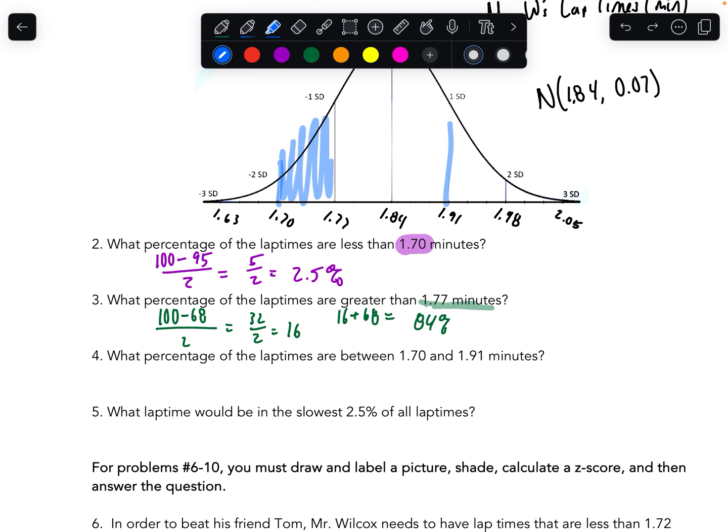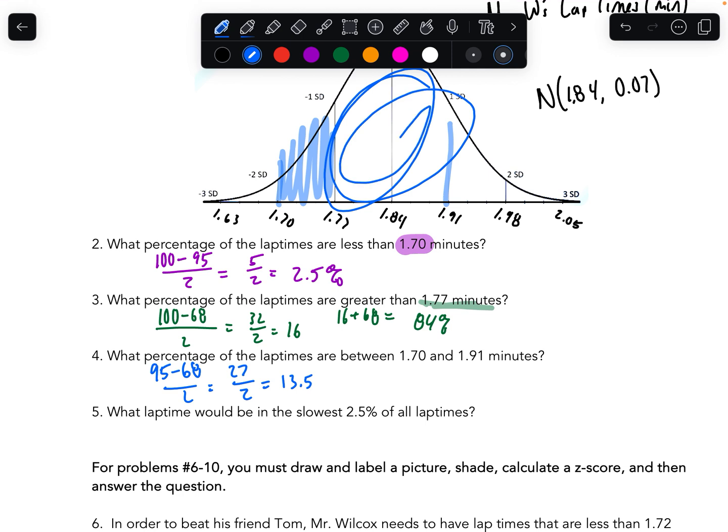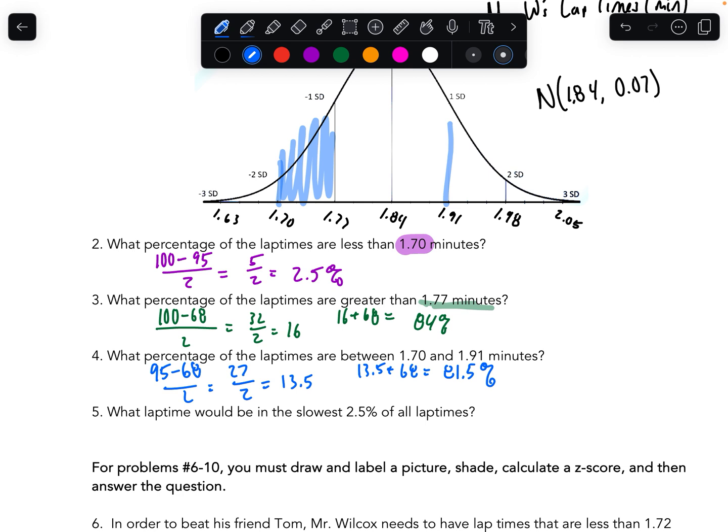I'm going to find this first, which is 95 minus 68 divided by 2, which is 27 divided by 2, which is 13.5. And then we have the total area between the one standard deviations, which is the 68. So 13.5 plus 68 is 81.5%. So 81.5% of the lap times are between 1.7 and 1.91.